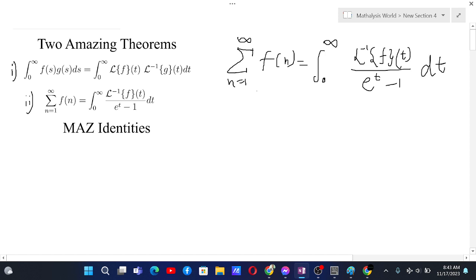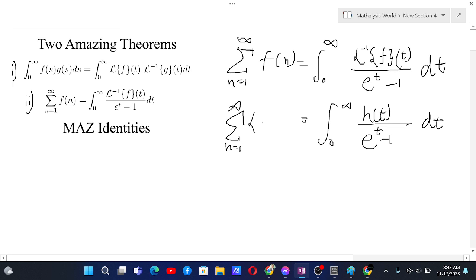So this property can be referenced in a different way. We can also say that we have here h of t by e to the power t minus 1 dt. Then here we should have a Laplace transform of h of t from n equals 1 to infinity, Laplace transform of h of t, and Laplace transform of f in the world of n. Okay, so we can try to prove this identity as well.